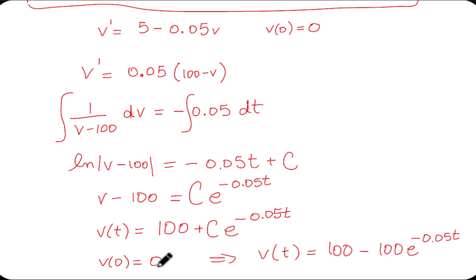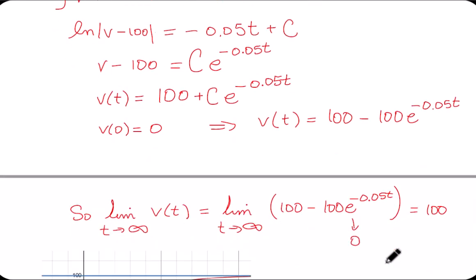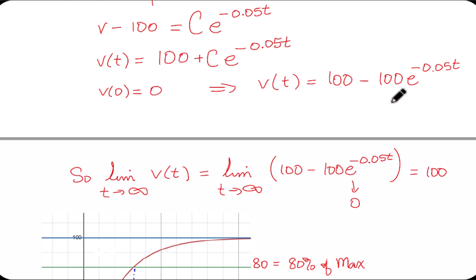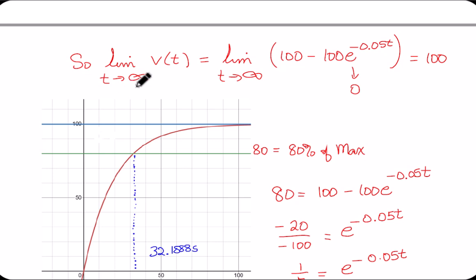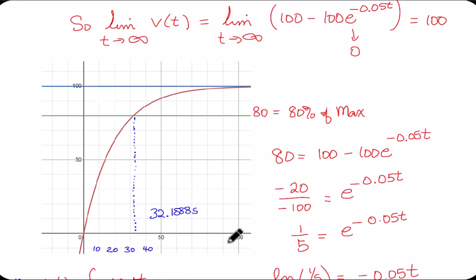And so if we do that at 0, we get that c is minus 100. All right, so looking at that, what I see is as t goes to infinity, this term is decreasing to 0, and so the maximum limiting velocity would be 100. All right, so looking at that, I graphed our v of t. So here's my v of t. Here's my limiting of 100. We want to get to 80, which is 80% of the max.